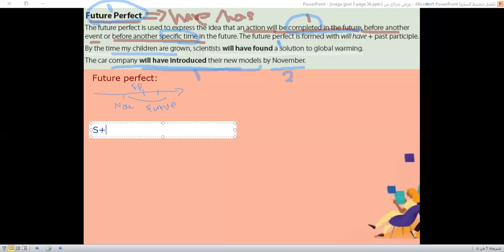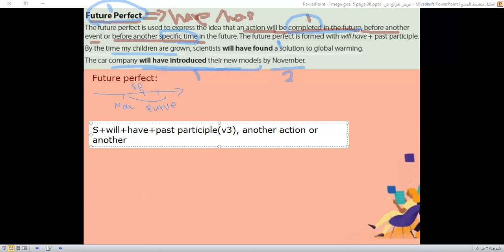So it's going to be subject plus will, have, and what is the verb after that? Introduced. What kind of verb is that? Past participle, which is verb 3, comma, and then I might have another action or a specific time, not another, specific time.